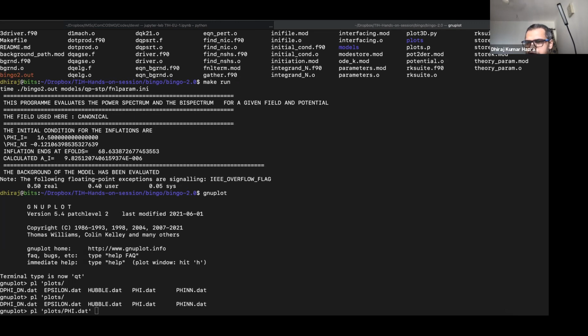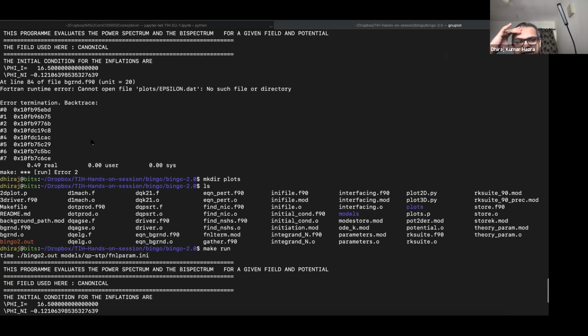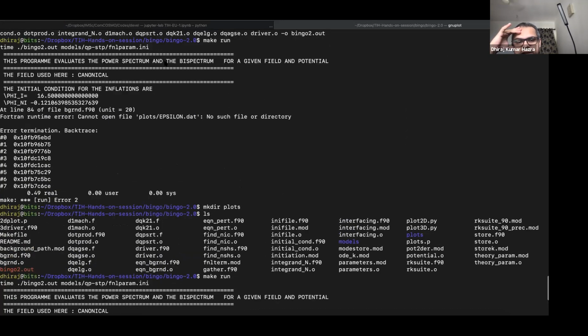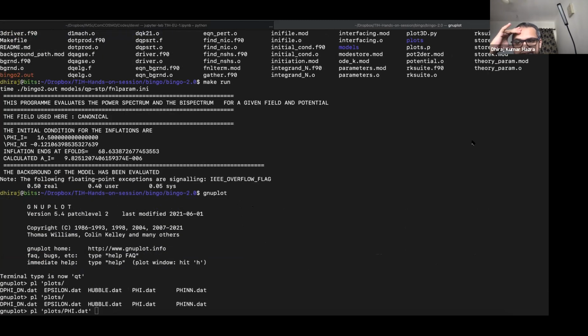I am getting this error. Anubhav, yeah, tell me. Just mkdir plots. As I said, I also got this error. You have to create a plots folder. See, this one, mkdir plots. Then run. Yeah, these are things that we need to discuss, because otherwise everybody will not be able to run. These are common problems, right?